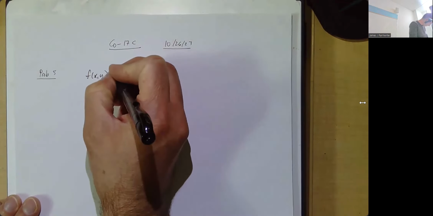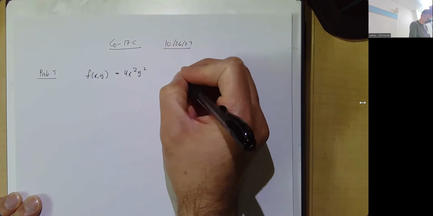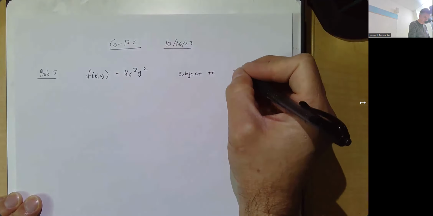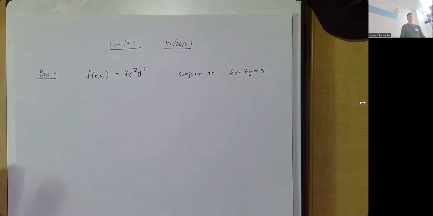So here's what I have. Use Lagrange multipliers to find the absolute extrema of f of x, y equals 4x squared y squared subject to 2x minus 7y equals 5. I'm just going to make a blanket statement right now. The function does not have an absolute maximum.